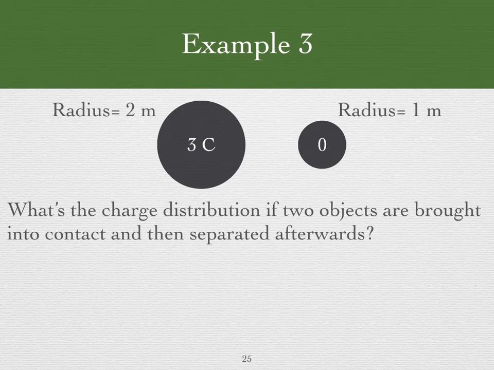And for the third example, I'll use what we just talked about, based on the first example and the concepts, to guide you through how to think about a quantitative question like this. Again, I have two balls. One carries 3 coulombs, and one carries no charge. When I bring them together and separate them, what does the new charge distribution look like?